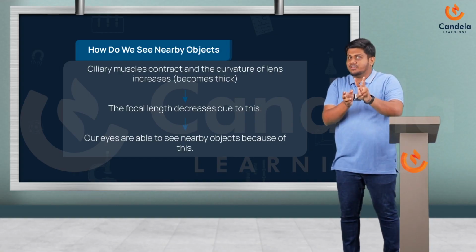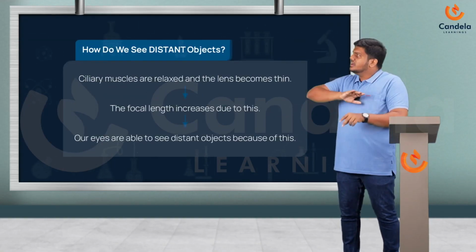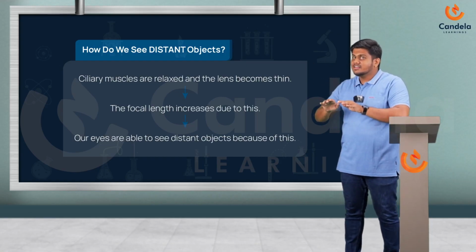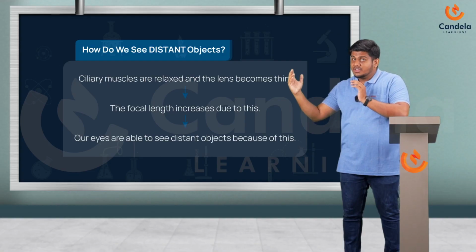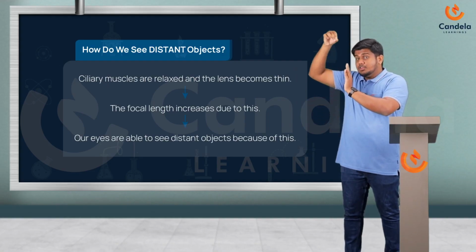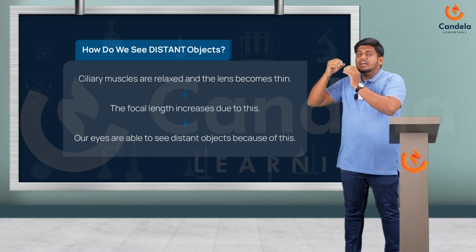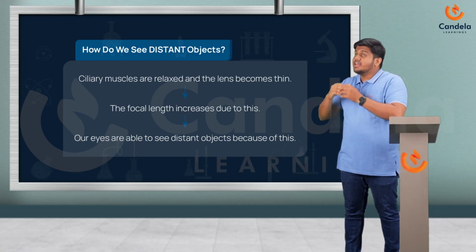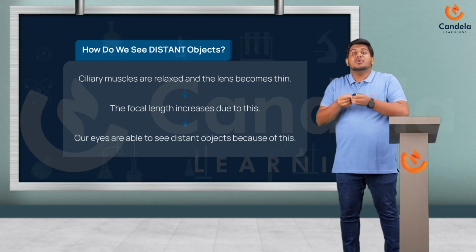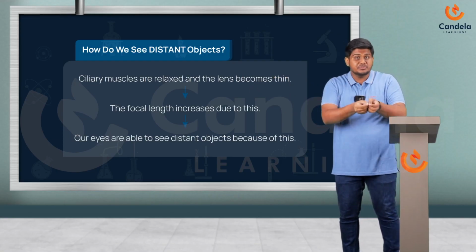Here comes the second question. How do we see distant objects? I'm sure you're figuring out what the answer is. To see distant objects, your lens needs to be thinner, and for this, your ciliary muscles should relax. And once that happens, the focal length increases and you are able to see distant objects more clearly.